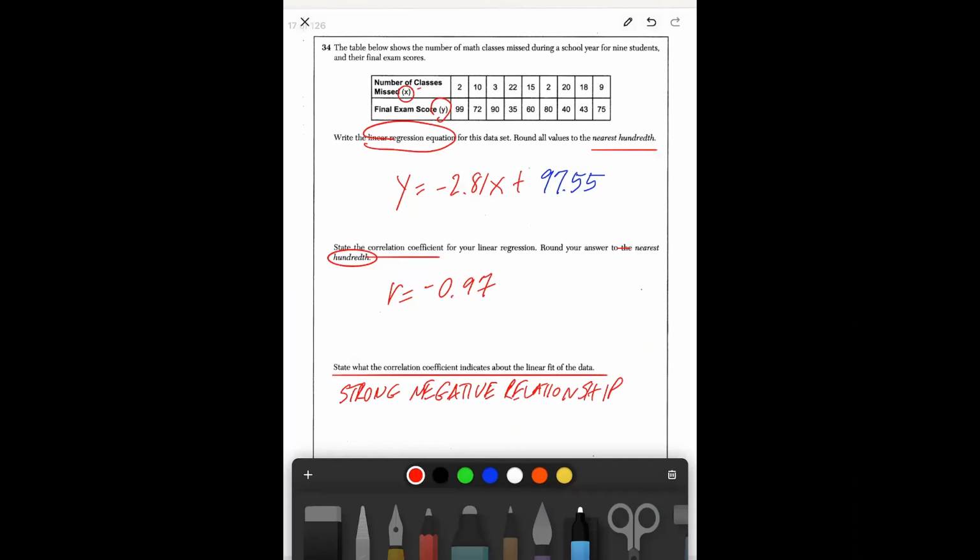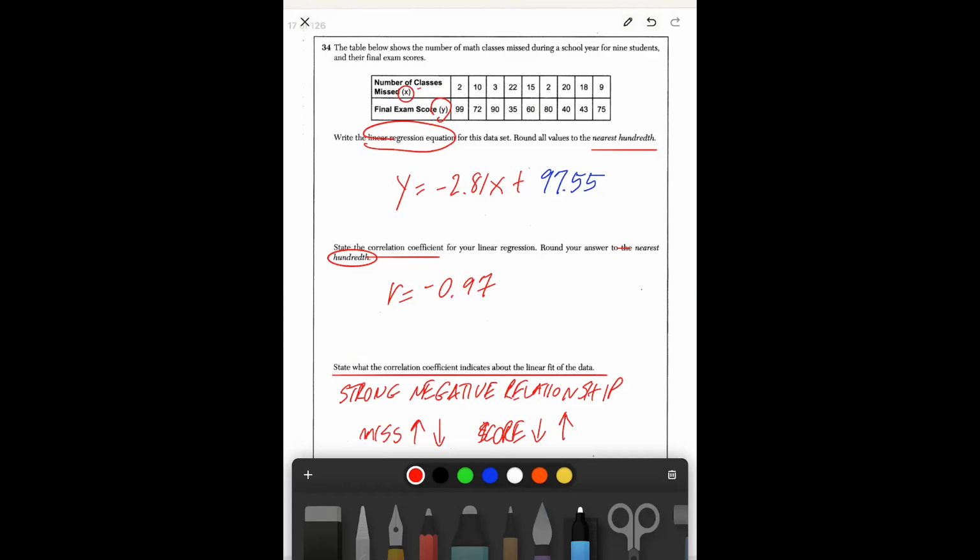And if you really want to be clear, you can say, look, doesn't it make sense? The more classes you miss, the lower your score is going to be, because you're missing a lot of the stuff that you need to learn. And the fewer classes you miss, the higher your score is going to be. So again, it's a negative correlation. The variables work in opposite directions.